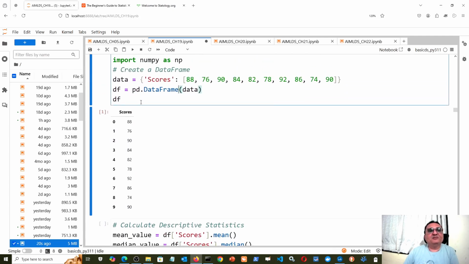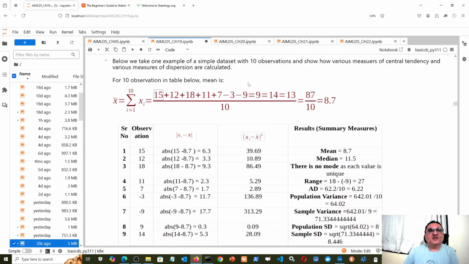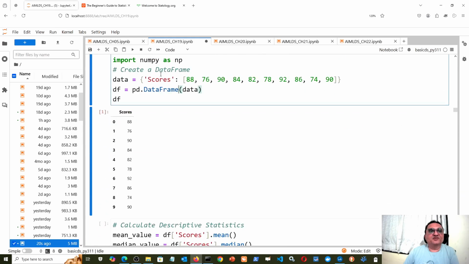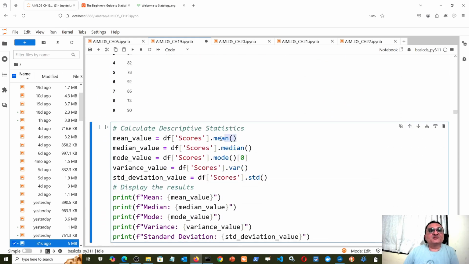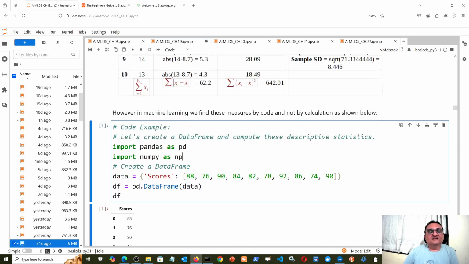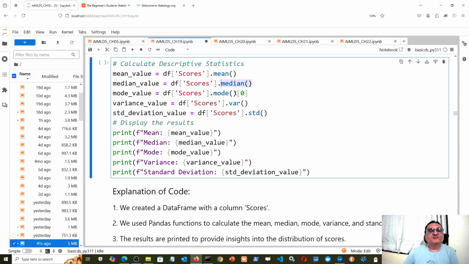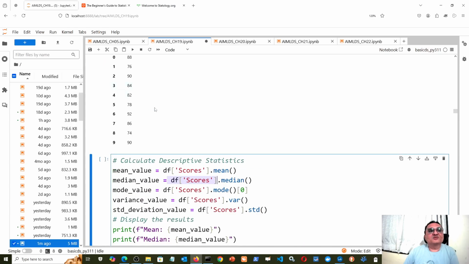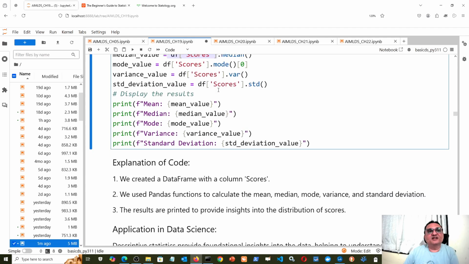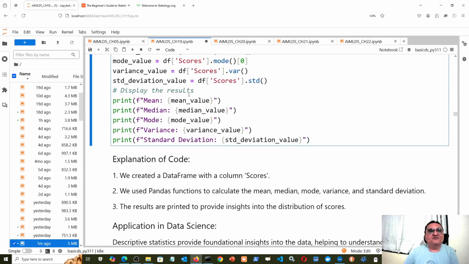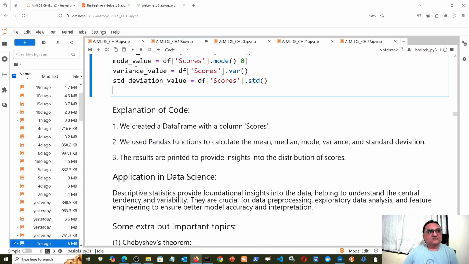Now I must find the sample mean, sample variance, standard deviation, and mean absolute difference also. So in that case, I can directly use this. Dot mean is the function. Similarly for median, dot median, and for mode, dot mode, and then the zeroth element, because if I print that dot mode first, then you will realize why this 0 is coming. Okay. Similarly for variance, dot var, and for standard deviation, dot std. You will apply it to the data frame. So data frame dot mean, data frame dot median, data frame dot mode, data frame dot var, and data frame dot standard deviation. Correct. So that will give me this.